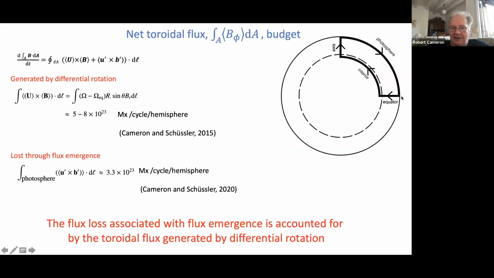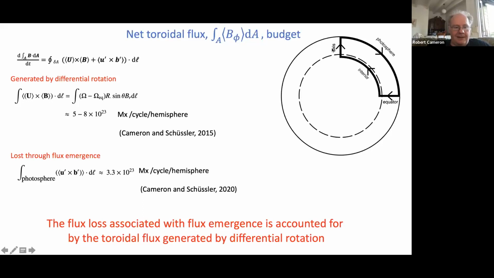I'm going to concentrate on the northern hemisphere, and Stokes' theorem then tells us that the net toroidal flux through this area, the area inside the dark, bold contour, is equal to U cross B plus U cross B, where these are either the mean fields or the mean contribution from the small scale fields.